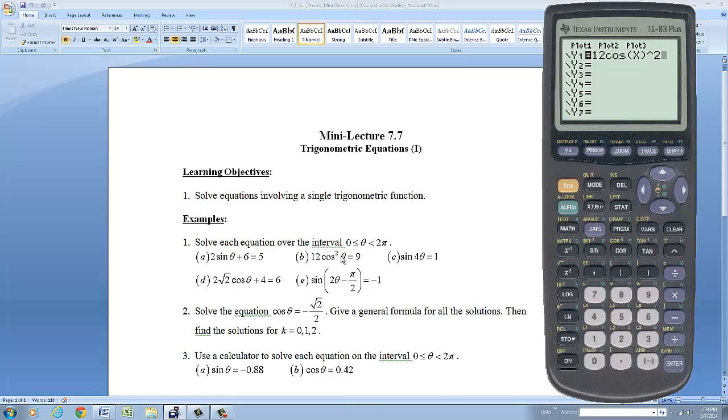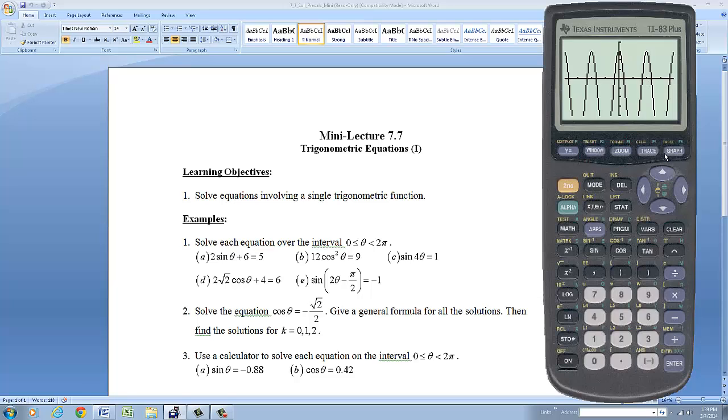So the 9 has to come over. So that's going to become a minus 9. There you have it. Okay, so then I'm going to go to zoom and hit 7. There's my graph. Okay, so what I'm concerned about is this point, this point, this point, and this point, as long as they're in the interval from 0 to 2 pi.